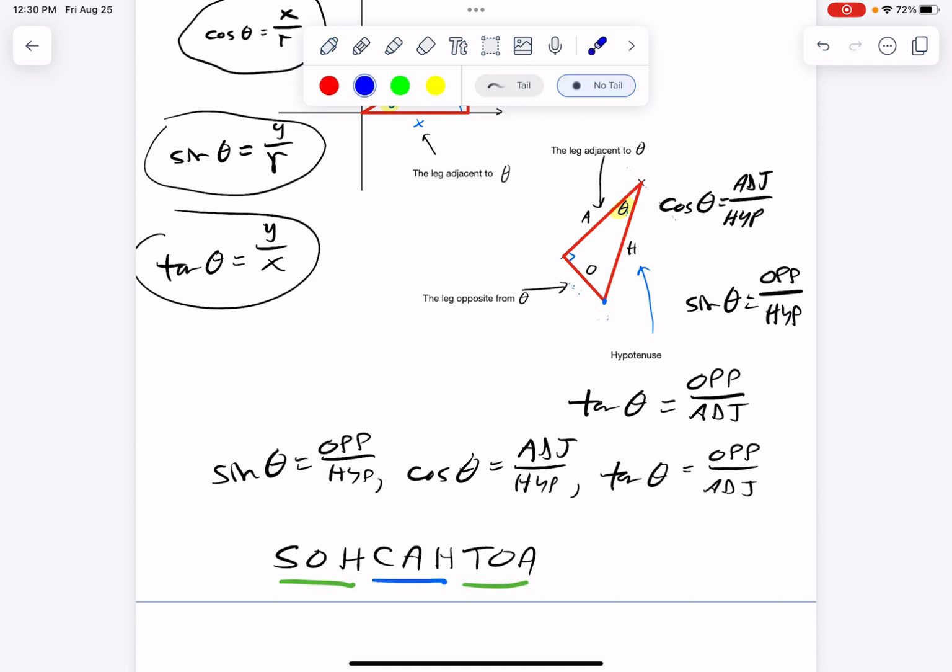SOH is just an abbreviation for sine is opposite over hypotenuse. CAH is just an abbreviation for cosine is adjacent over hypotenuse. TOA is an abbreviation for tangent is opposite over adjacent. I'm going to end this video here, but we'll practice more in the next part of the video.